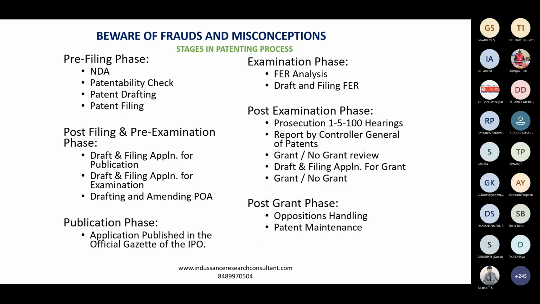Then there will be a report by the Controller General of Patents. The report will be prepared by the Controller General after the hearing. Then he will say whether to grant or not to grant the patent. If it is granted, we'll have to draft and file the application for grant. So the grant application has to be drafted, and then grant or no grant will be decided.